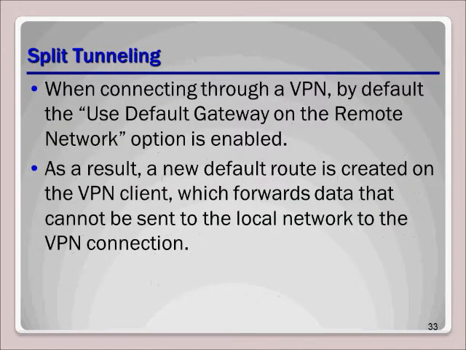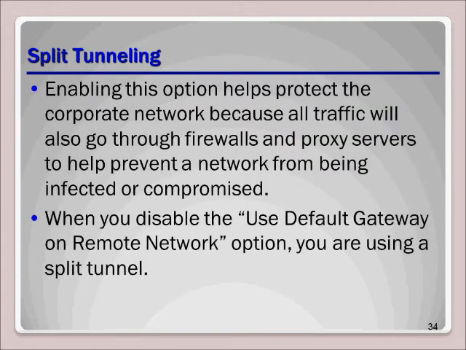Split tunneling allows a user to use their remote gateway when accessing the internet while connected to their corporate network via VPN. However, many organizations do not allow this because if users do not access the internet using the corporate firewalls, a user could be affected by malware, which would then be carried onto the corporate network. So it's recommended not to use split tunneling.